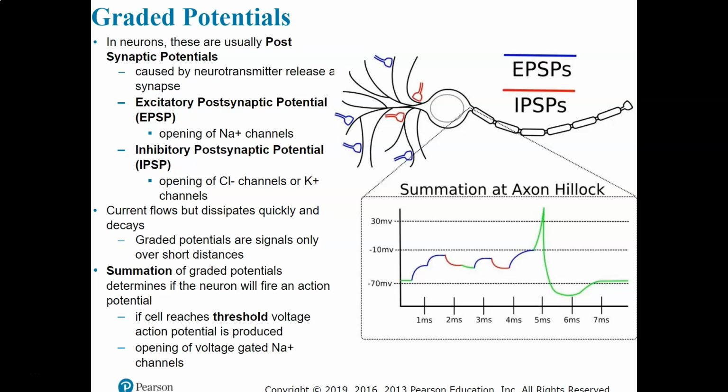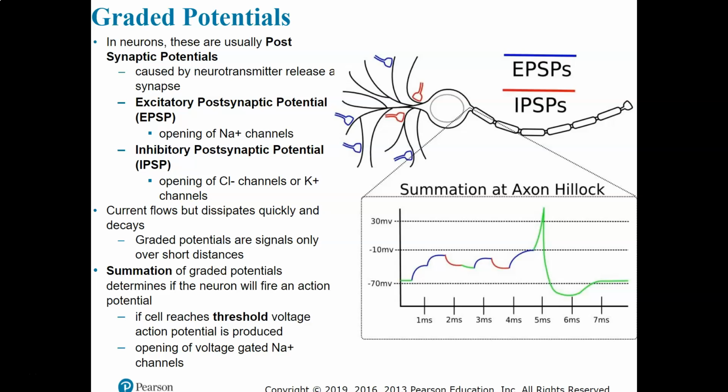These postsynaptic potentials, these localized graded potentials, can either be excitatory, typically due to the opening of sodium channels, which is going to cause sodium to flow in and make the cell less negative, more positive, depolarize. So here we see we're going towards 0 for our excitatory postsynaptic potentials, or they can be inhibitory.